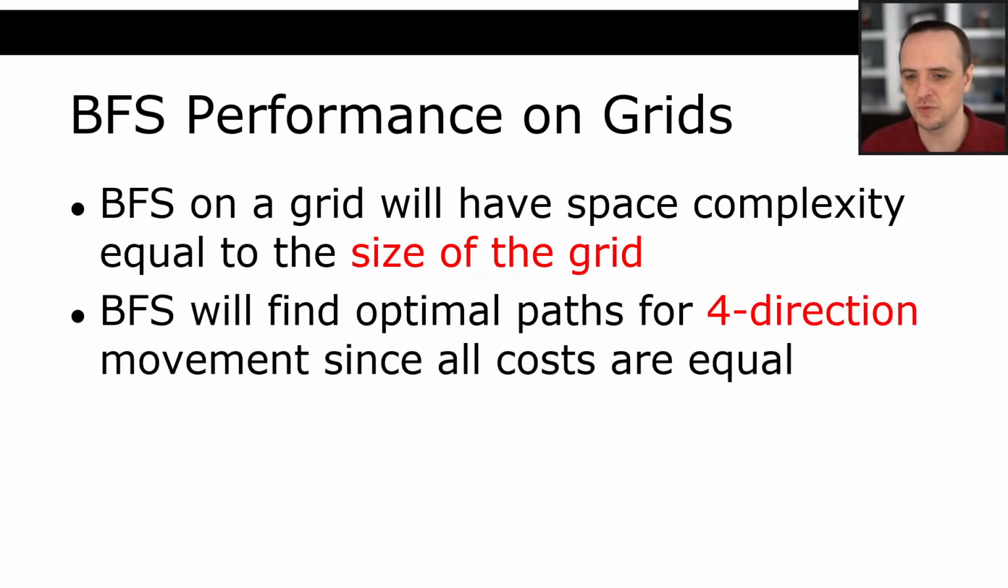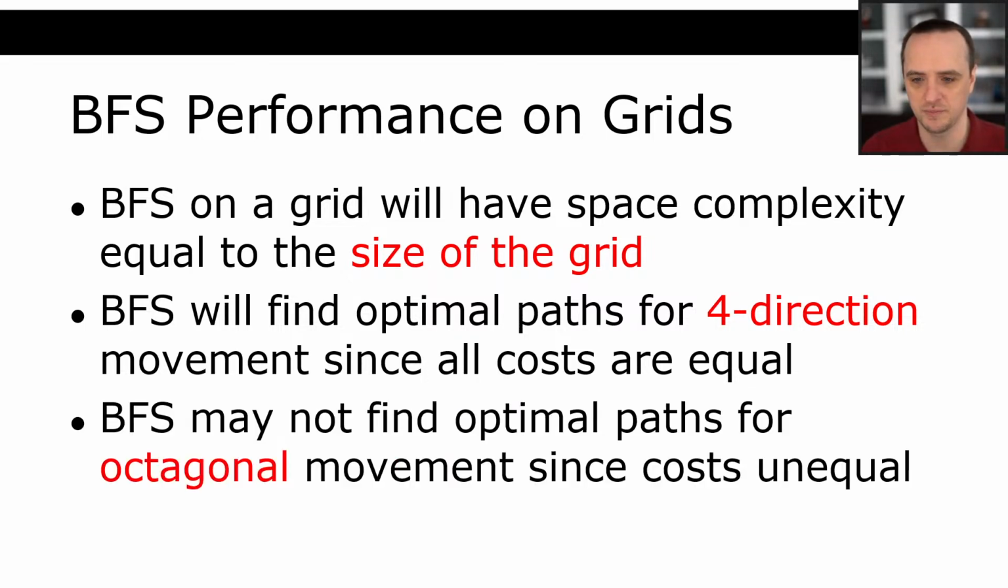BFS will find optimal paths for 4-directional movement since all costs are equal. And so while in general BFS is not optimal, since all costs in a grid, if we're going in 4 directions, are equal, then it will produce optimal 4-directional paths for us. It may not find optimal paths for octagonal movements since the costs are not equal. So just realize that if you do 8-directional movement with BFS, you may not find the optimal path.